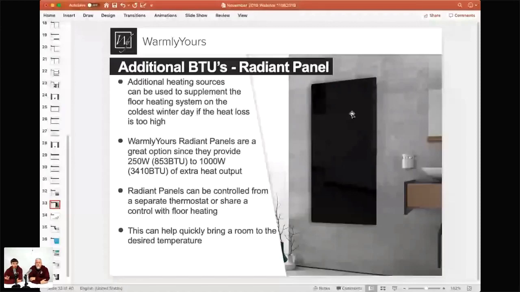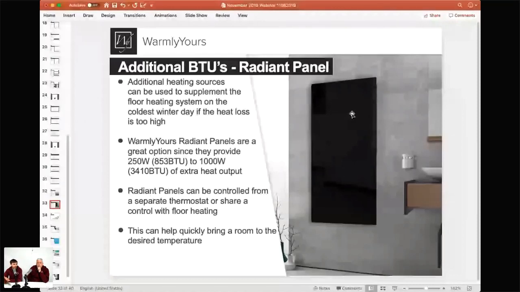Especially with the current climate change, you never know what the weather is going to be tomorrow. So anytime you run into a scenario similar to what we were just talking about, where the system needs some help, needs some secondary heat source, that's where you can use the radiant panels, for example. You can use it as the additional heat source.